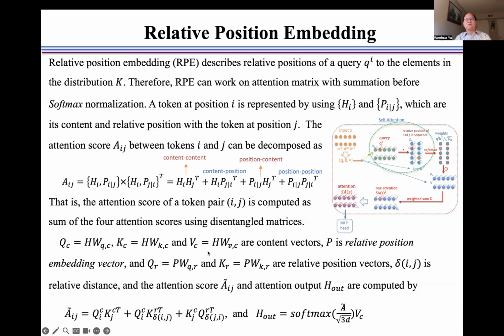QC, KC, and VC are content vectors. WQC, WKC, and WVC are embedding matrices. P is a relative position embedding vector. QR and KR are relative position vectors. Delta IJ is a relative distance between I and J, and the attention score AIJ tilde and attention output H out are computed by using these 2 equations.